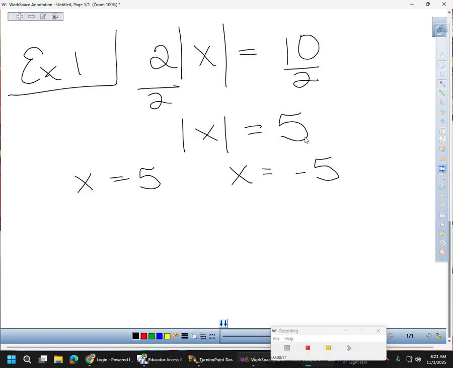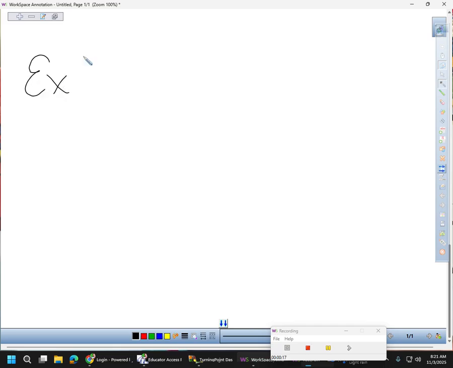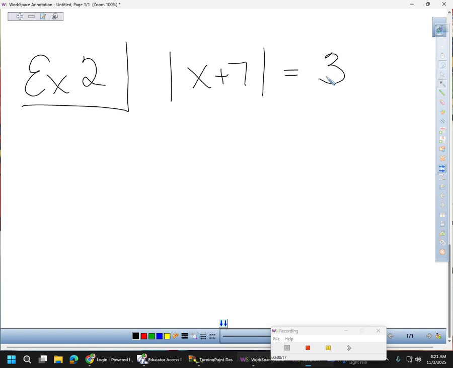I'm going to change it up a little bit on you. You ready? Example number 2. What if I had the absolute value of x plus 7 is equal to 3? First of all, my absolute value is already isolated, right? There's nothing added to it and nothing times it. So I'm going to take what's inside my absolute value, x plus 7, and set it equal to the positive, and set it equal to the negative. Now I just got to solve both of them.